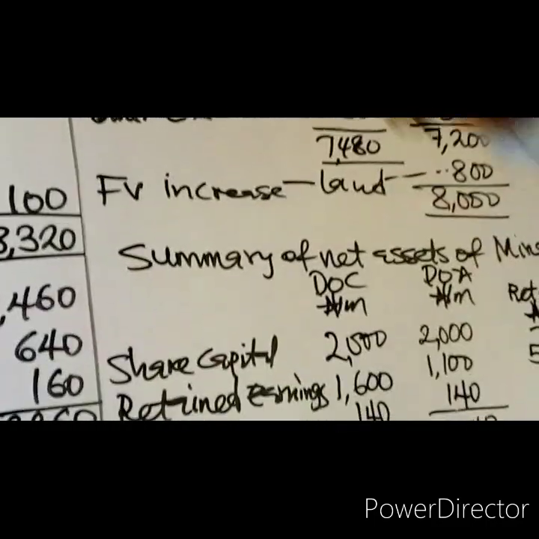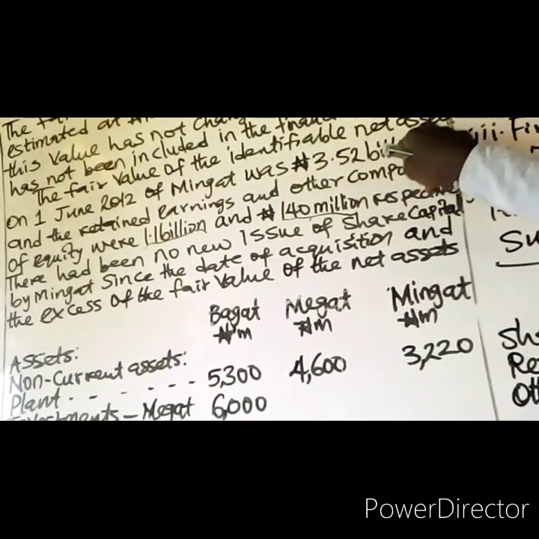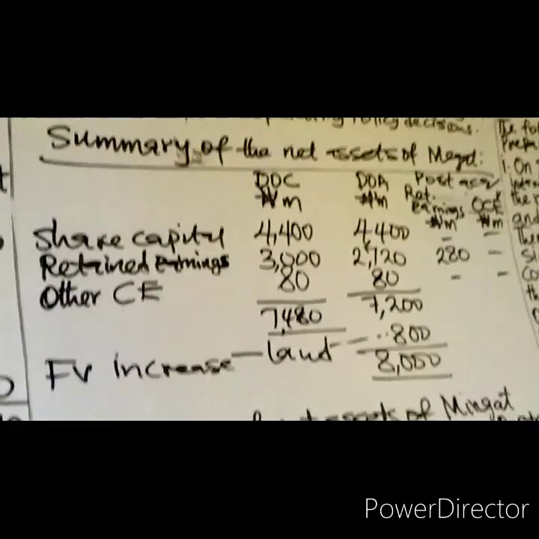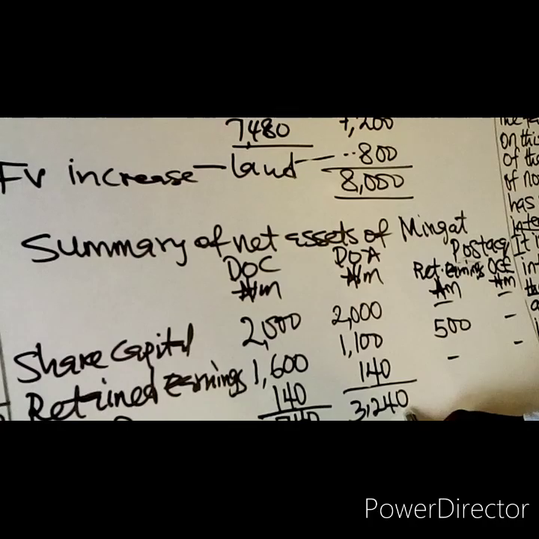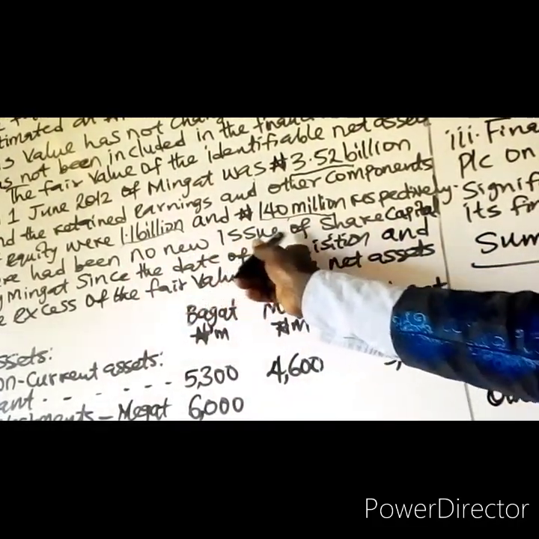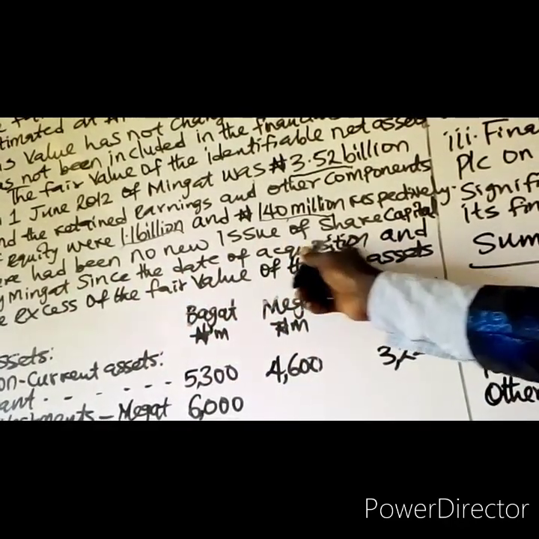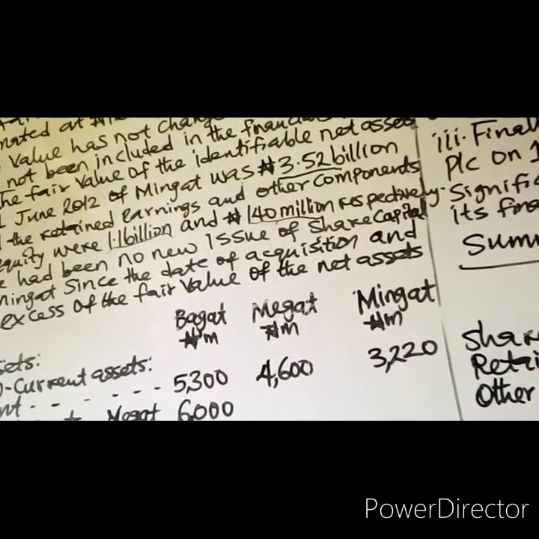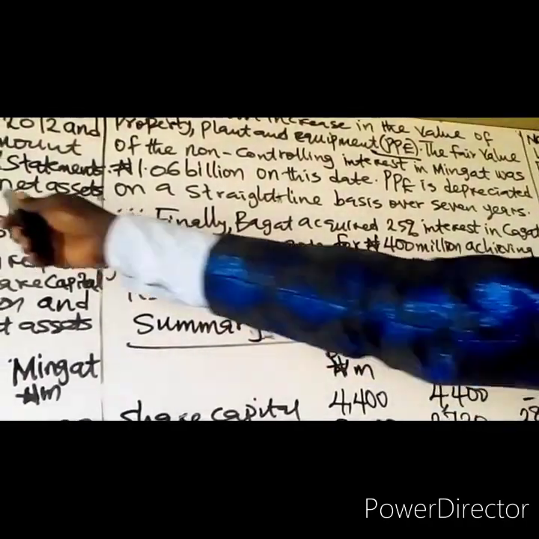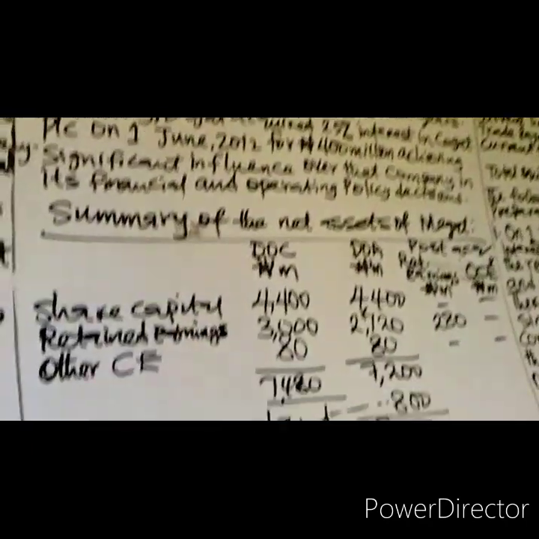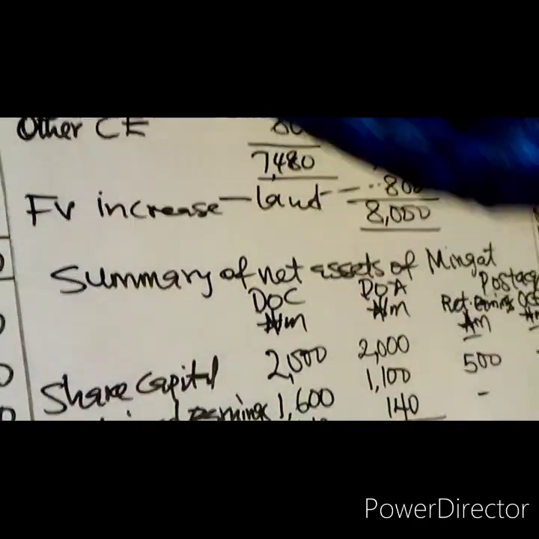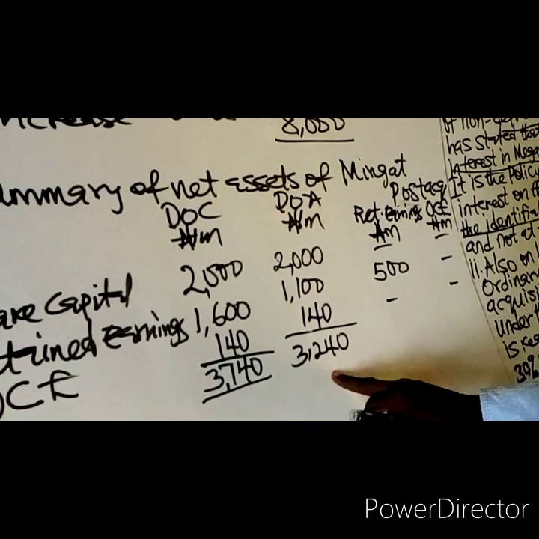And this is the net asset at the date of acquisition, and you were told that the fair value of the identifiable net assets on 1st of June 2012 of Mingat was 3.52. That means the fair value of this net asset, no, it is 3.240, and you were now told that it is 3.52, and the retained earnings and other components of equity were 1.1 and 140 million respectively. There have been no new issue of share capital by Mingat since the date of acquisition, and the excess of the fair value of the net asset is due to an increase in the value of property, plant and equipment. The fair value is 3.52, and it ought to be 3.240. That means the 3.52 is greater than 3.24. You were told that the amount by which this 3.52 exceeds 3.240 is an increase in the value of PPE.